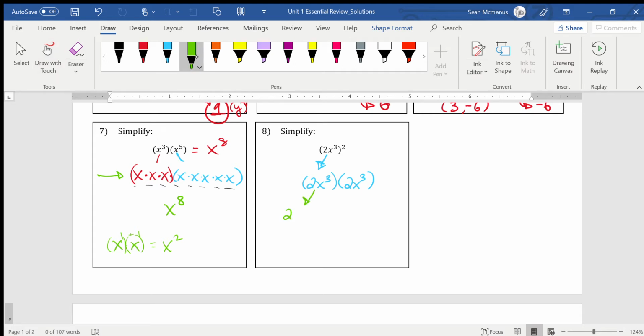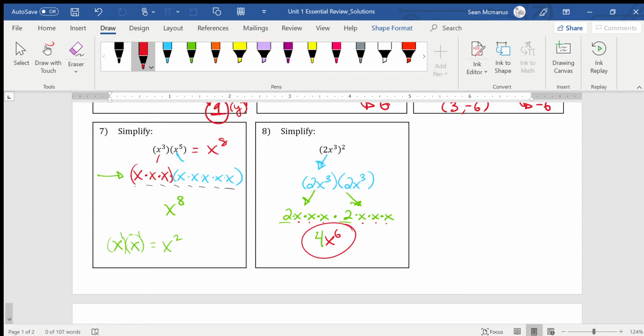2x to the 3rd is 2 times x to the 3rd, which is x, x, x. So 2 times 3 x's. Right, and actually this one's identical, so I'm multiplying times another 2 x, x, x, right? And now you can see once they're all laid out, I can multiply things in any order. So these guys right here, 2 times 2 is 4. And I have now 1, 2, 3, 4, 5, 6 x's. So 4x to the 6th. That would be how I simplify that right there.